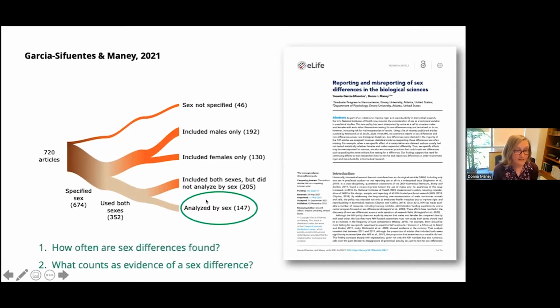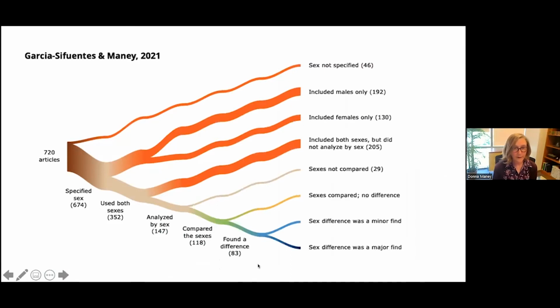So we focused on these 147 papers and categorized them further into more categories. We looked at whether the papers compared the sexes or not, and of those, whether they found a difference or not, and then of those, whether they made a big deal out of the difference. And what I mean by that is the difference was mentioned either in the title of the paper or the abstract. So that's how we defined major finding versus minor finding.